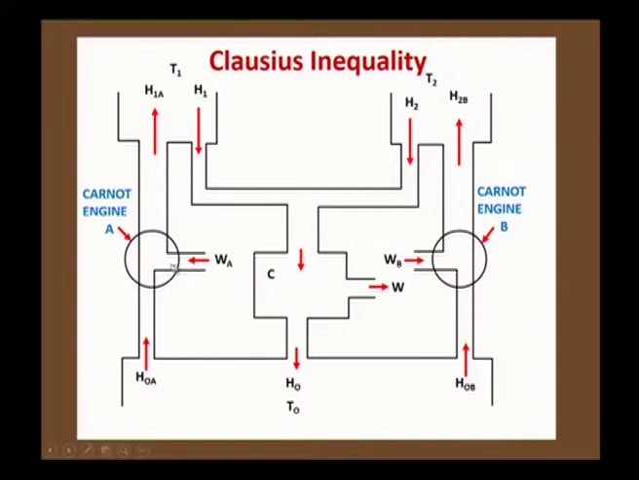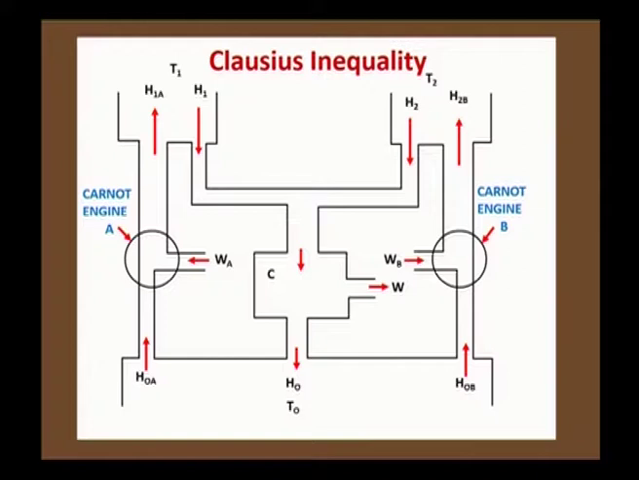Similarly, Carnot engine A or Carnot engine B works as a refrigerator. The refrigerator A absorbs an amount of heat H0A from the reservoir at a temperature T0, and a certain amount of work is done on the system of the refrigerator. Thereby, a small quantity of heat is rejected as H2A at the temperature T2.